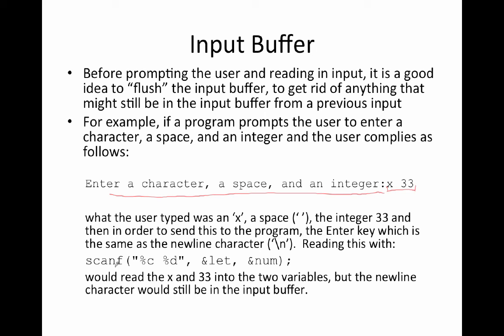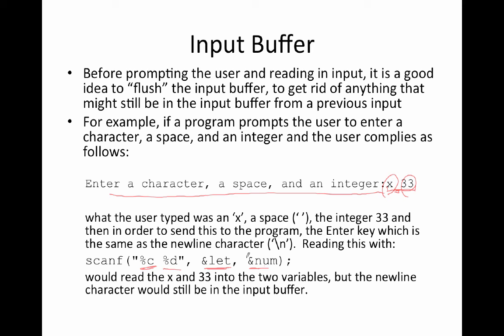If we then read into 2 variables, reading into the address of a letter variable, the single character, that's going to read in the x that was in the input buffer. Reading into a number variable will skip over the white space, so it'll skip over that space and read in the 33 into the variable num. That would be okay. We'd read the x and the 33 into the 2 variables, but the problem is that the new line character would still be in the input buffer. So if we then tried to read in a character, it's going to read in the new line character that's just sitting there in the input buffer.